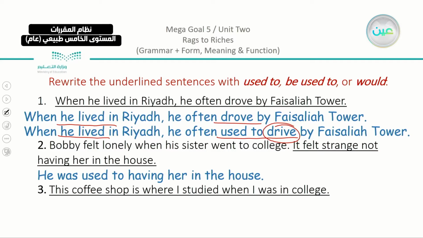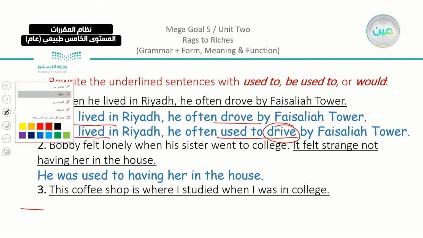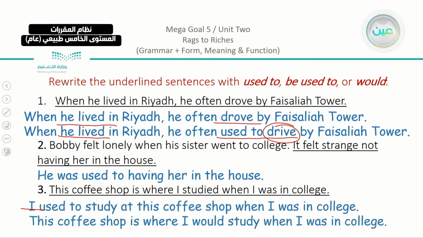And then number 3, this coffee shop is where I studied when I was in college, which gives the past impression also. We have here 2 sentences that we can give. We can say either, yes, we have here, I used to study at this coffee shop when I was in college, or this coffee shop is where I would study when I was in college. So we have here would plus the base form. Moving on.